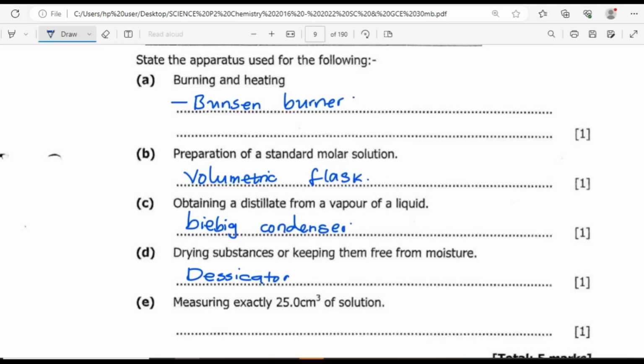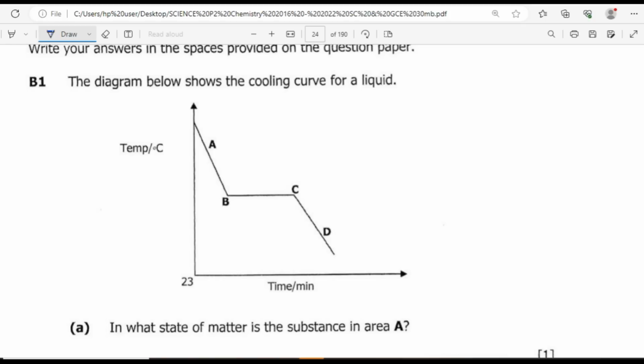Then measuring exactly 25.0 cubic centimeters of solution. So we can use a pipette for this. Okay, so now we move on to another question.